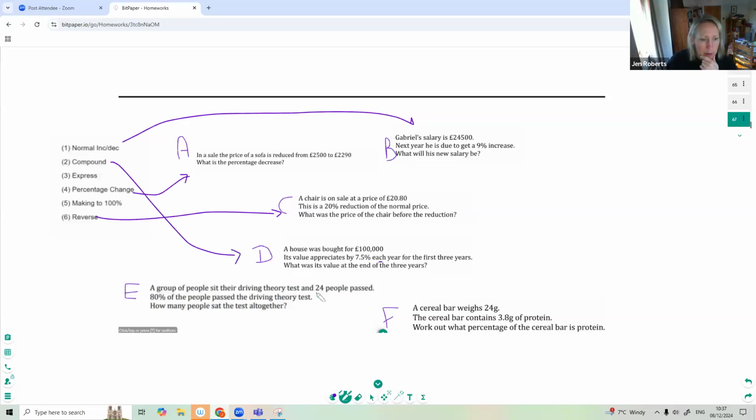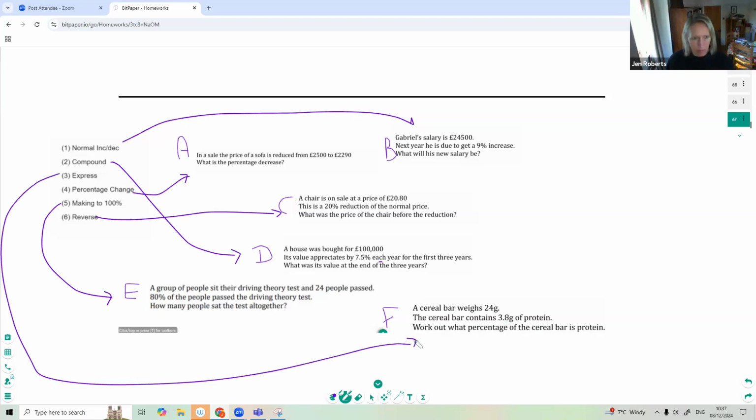Here we've got 80% represents 24. How many sat it all together? We're making it 200%. And this is an express what percentage. Remember, we've got that word percentage we're looking for, but not decrease or increase. Okay, difference divided by original times 100 for this one.